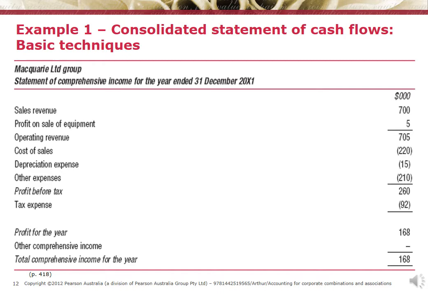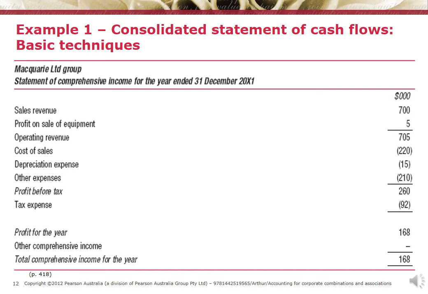We've been given the sales revenue, 700,000, because we're dealing with hundreds of thousands here. There's a profit on sale of equipment. There's cost of sales, depreciation, other expenses, tax expense. And no comprehensive income to think about, so there have been no revaluations, which is good. So we're just scanning through the accounts at this stage, seeing what sort of items we're going to have to deal with when we reconstruct what's actually being paid or received during the period.